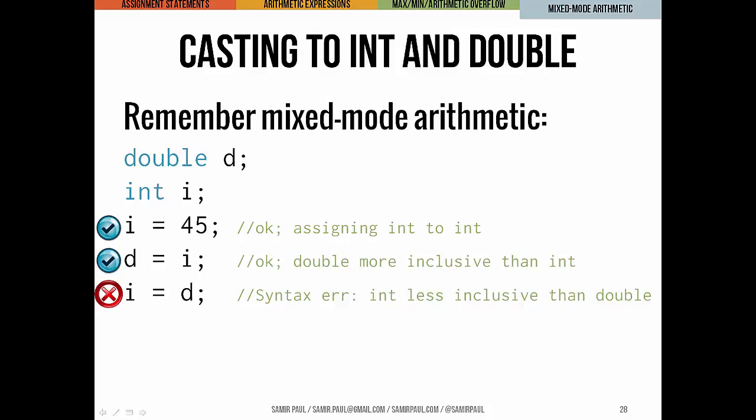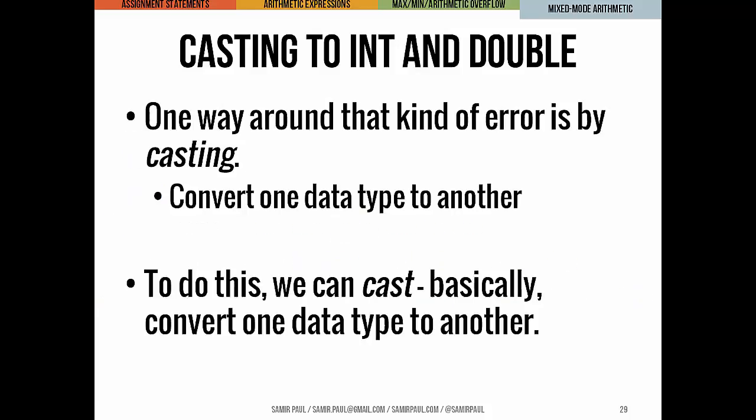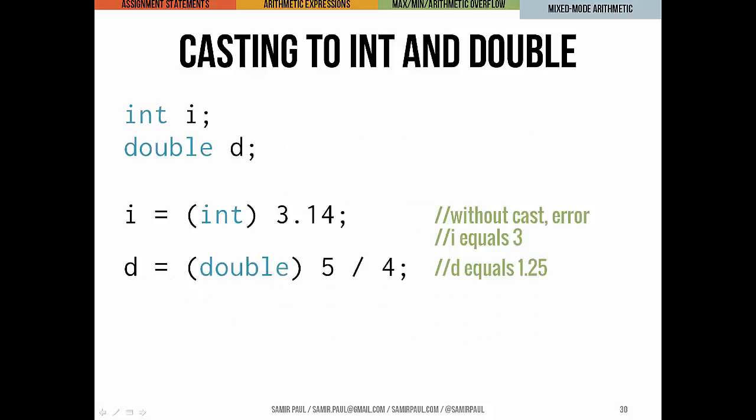But if you do it the other way around, if you try to cram that double value into a much smaller int, you're going to have problems, and it's going to give you a syntax error. So we have to find a way around that, because maybe at some point we are going to have a double value, and we want to strip away the decimal part and stick it in an int. The way we do that is by casting, and it's essentially a way for us to convert one data type to another.